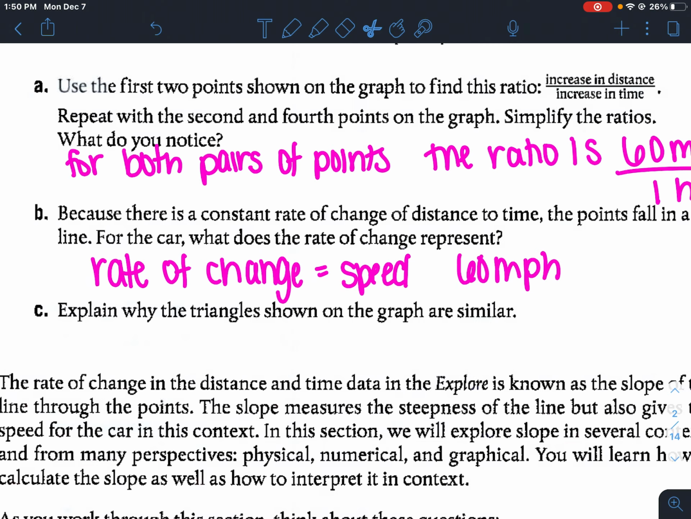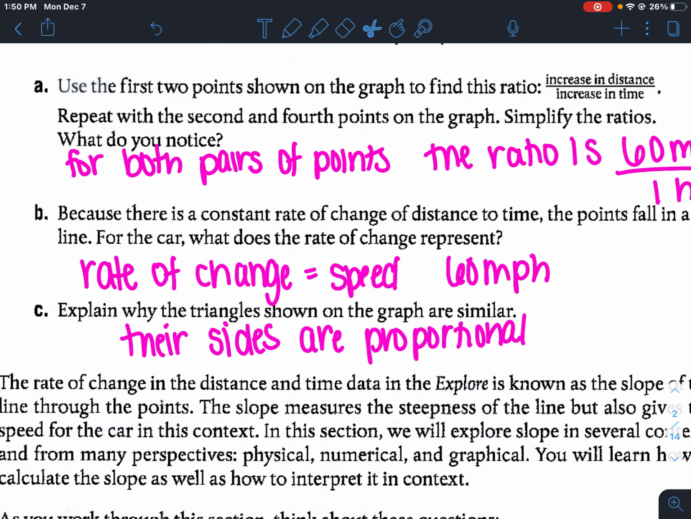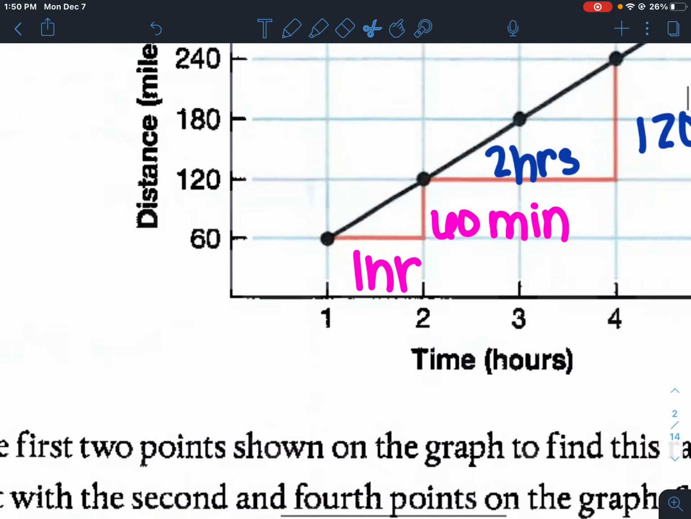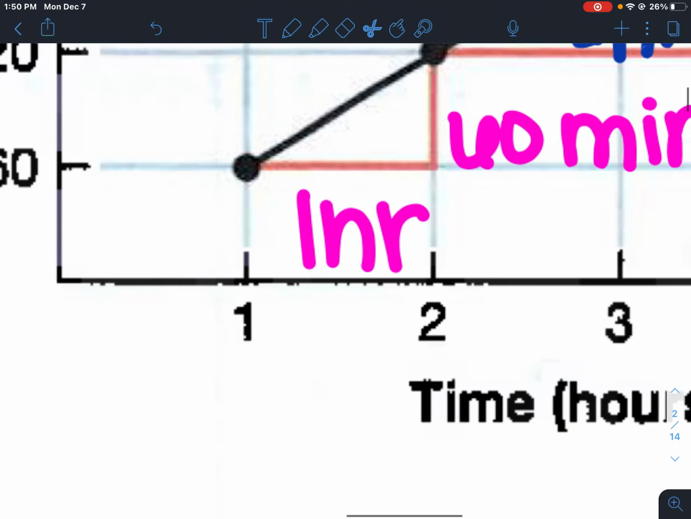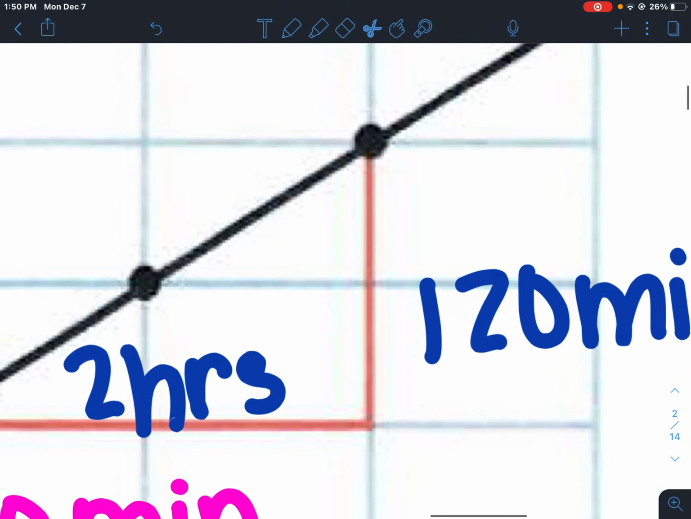And then explain why the triangles shown on the graph are similar. Okay, why are they similar? It's because their sides are proportional. So one triangle, this pink triangle, is half the size of this blue triangle.